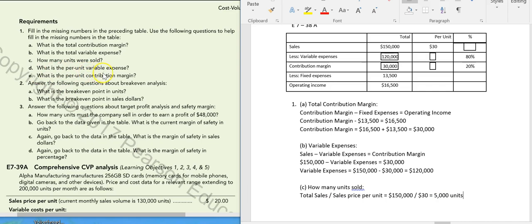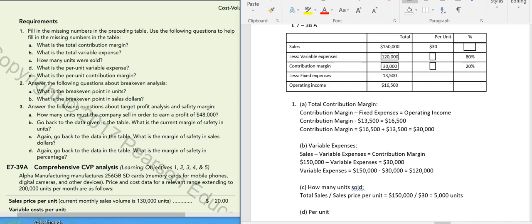Number D, what is the per unit variable expense? Well, now we know our total variable expense is 120,000 and they actually sold 5,000. So if you divide 120,000 by 5,000, you will get your per unit variable expense. This column next to the total and before the percentage column is actually per unit information. So number D is talking about what the per unit variable expense is.